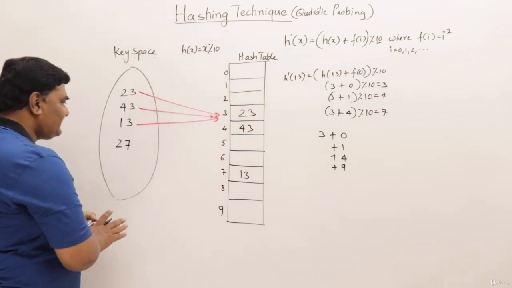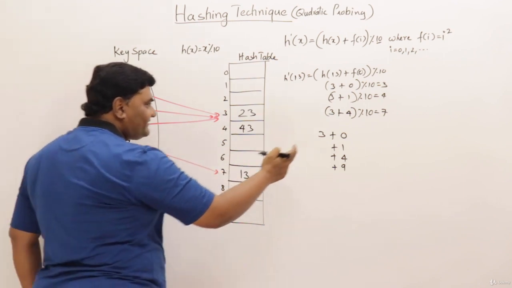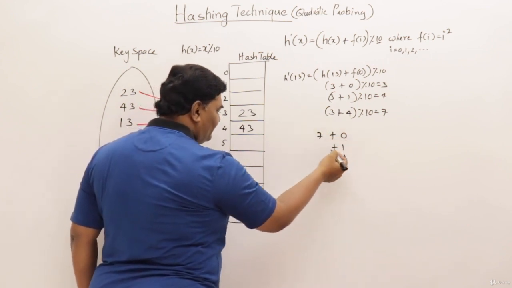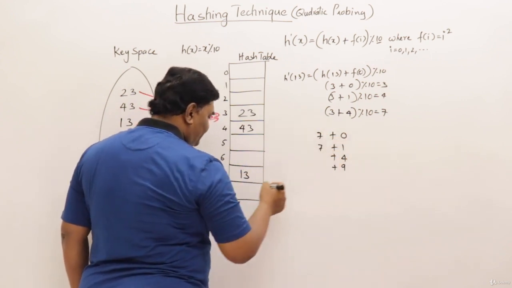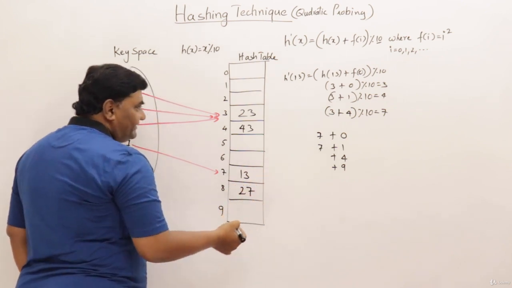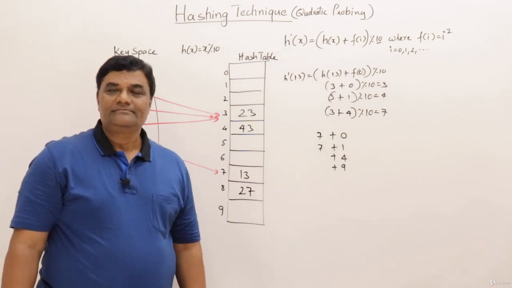Now I have one more last element, 27. This will be mapped to 7, but there is a collision. So first with 0 it will be a collision, this will be 7, and plus 0 it is a collision, then 7 plus 1, 8, it is stored at 8. So 27 is stored at 8. That's all about quadratic probing.